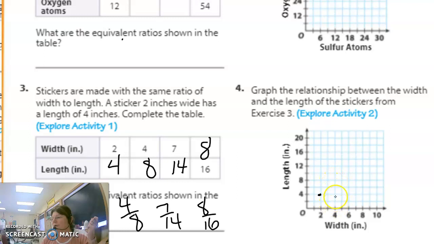What's our next one? 7 to 14. So right in the middle and right in the middle. So up, up, up right there.